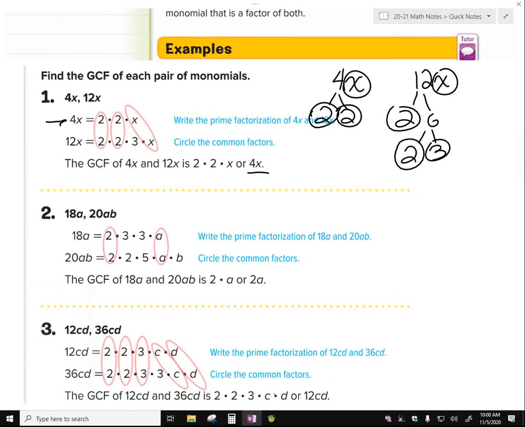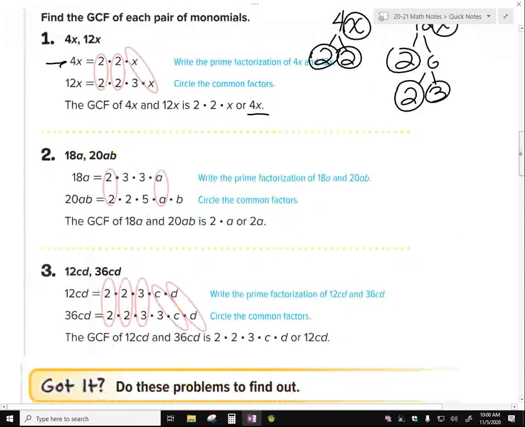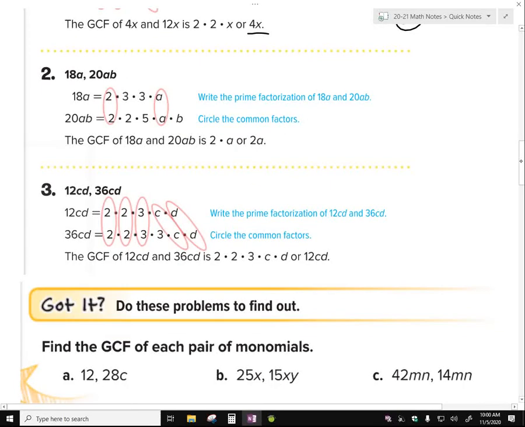Similar example here. I'm not going to do the factorization of that for time reasons, but 18a factors out to be 2 times 3 times 3 times a. 20ab factors out to be 2 times 5 times a times b. The common factors there, they share a 2 and they share an a. So all you do is multiply the 2 times the a to get 2a.